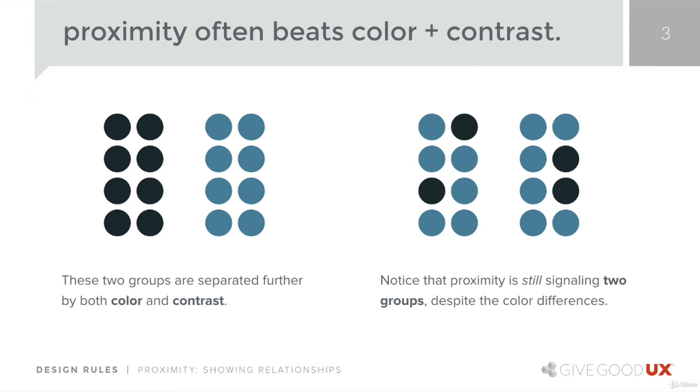Even if we vary the items with more contrast, even if each group contains a few items that have more contrast than the others, proximity is still signaling these are two different groups. So the color differences, the contrast differences here don't matter. We are still reading this as two groups. Now, what this may communicate is these darker items are somehow of more importance than their peers, all right, than their friends. But overall, it still holds together as two groups, even though we've changed contrast.